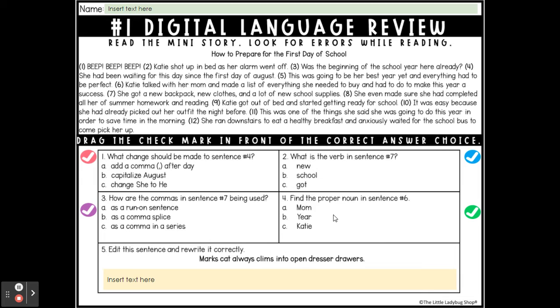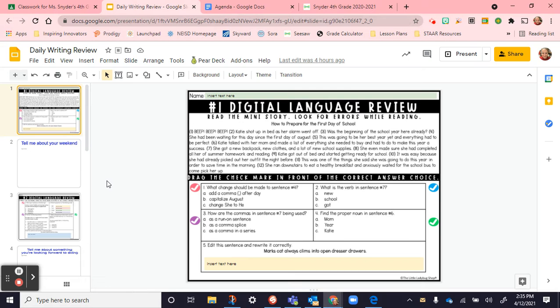And then the proper noun, so which one is the specific thing that we're talking about that needs to be capitalized? Versus what are the common nouns? So that is in sentence 6, which says Katie talked with her mom and made a list of everything she needed to buy and had to do to make this year a success. And then Mark's cat always climbs into open dresser drawers. So right here where it says to insert text here, you can type that and make sure there's a couple things that need to be corrected.